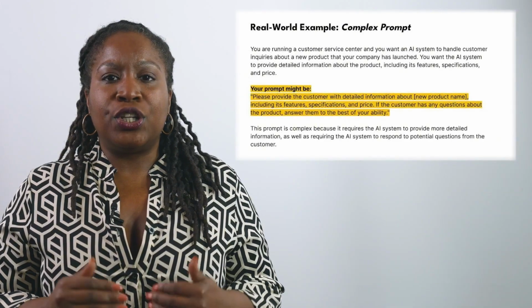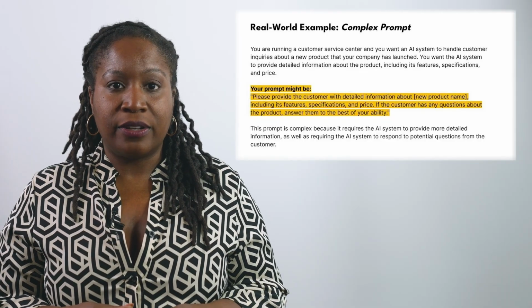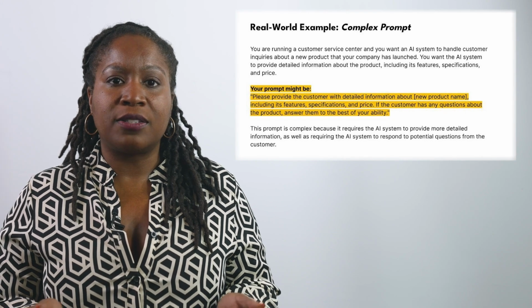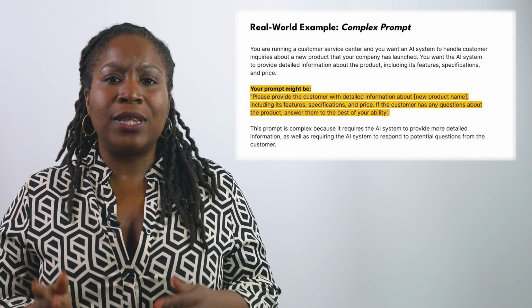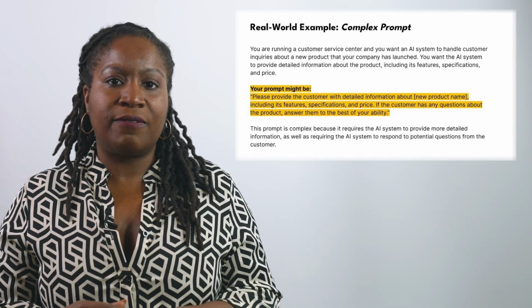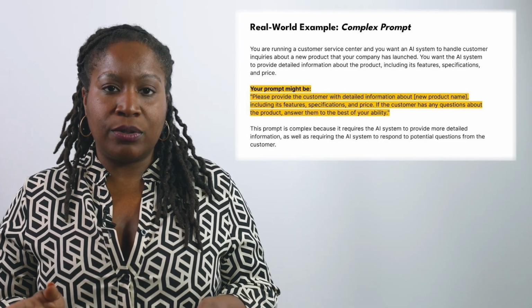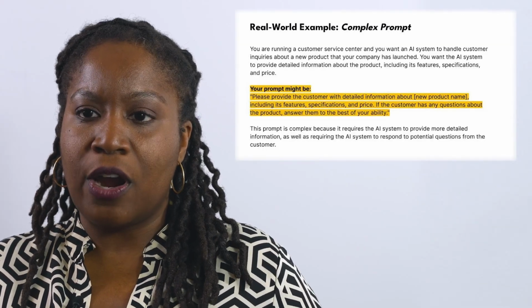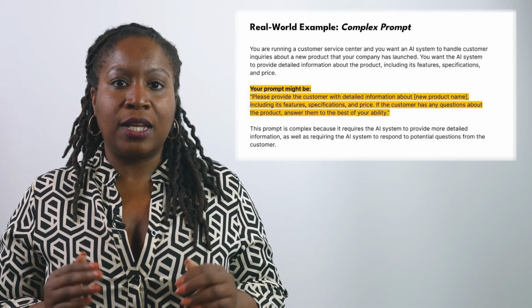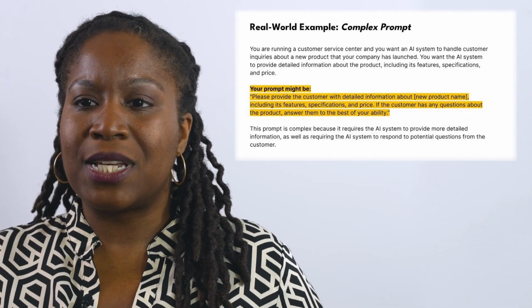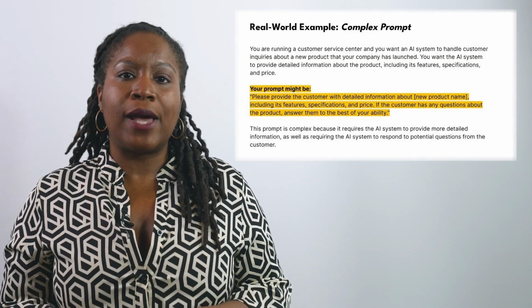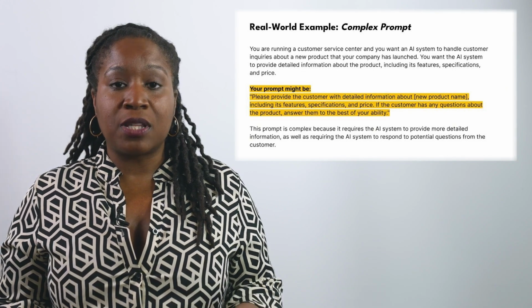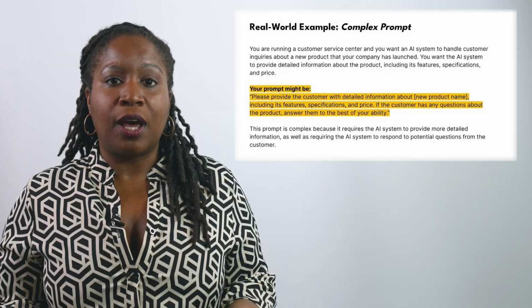Imagine you are running a customer service center and you want an AI system to handle customer inquiries about a new product that your company has launched. You want the AI system to provide detailed information about the product, including its features, specifications, and price. Let's break down the structure of what this prompt would look like in ChatGPT. This prompt is considered complex because it requires the AI system to provide more detailed information than a simple prompt like provide information about the new product.